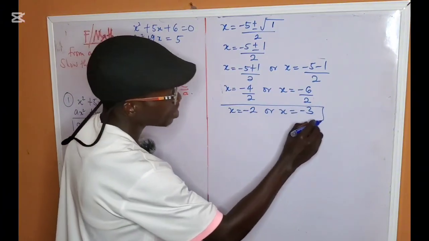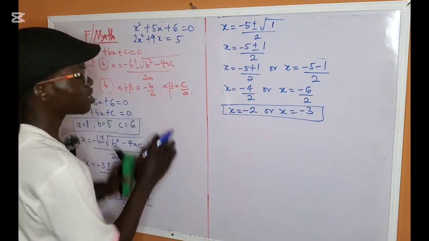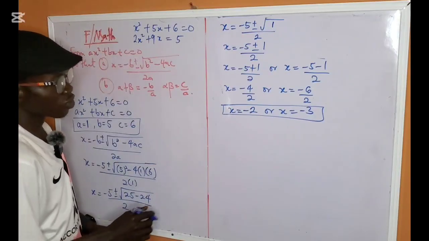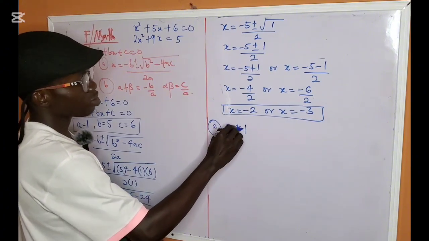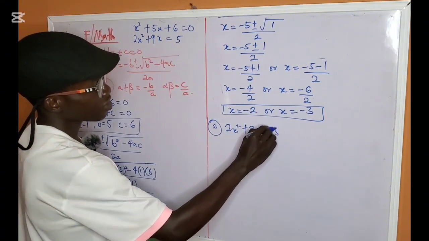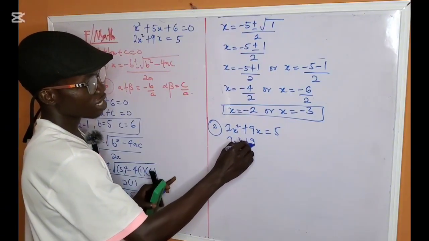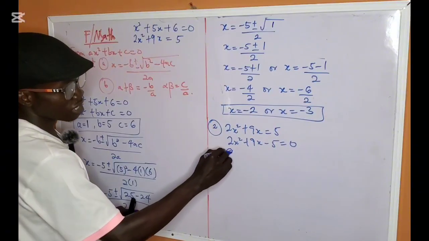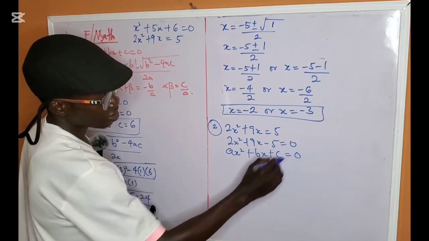You can see it is the same thing as what we got using our completing the square method. So let's use that to solve the second question, number 2, which is 2x squared plus 9x equals 5. Remember, we rearranged it. So 2x squared plus 9x minus 5 equals 0. So equating it to our general formula, we have good.